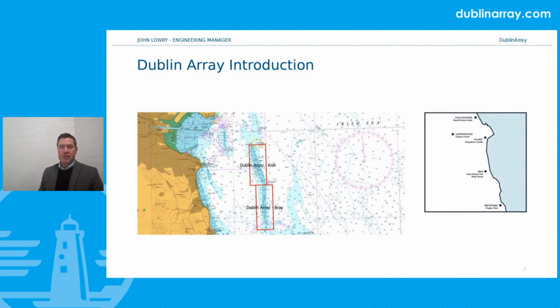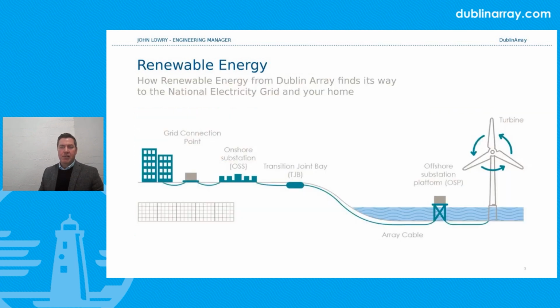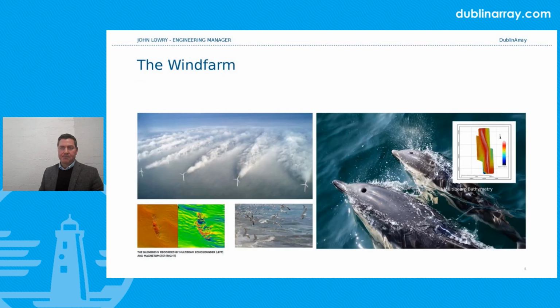The site comprises an area around the naturally forming Kish and Bray sandbanks and is approximately 59 square kilometres. Dublin Array will consist of several primary elements which facilitate the generation of renewable electricity via the wind turbine array, its export undersea and underground to the national transmission grid and on into our homes and businesses. Taking a look at each primary element, we'll start with the wind farm itself.